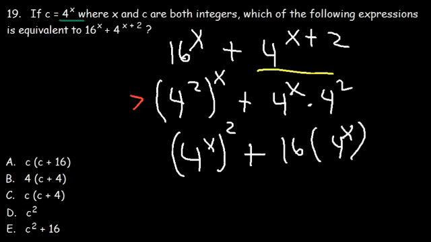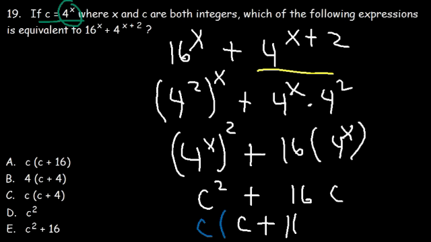Now the reason why I chose to write it that way is because at this point we can replace 4 raised to the x with c. So this is equal to c squared plus 16 times c. Now we're going to factor out c. C is the GCF. So if we take out c, c squared divided by c is c, and 16c divided by c is 16. So we get c times c plus 16. Therefore, answer choice A is the correct answer for this problem.